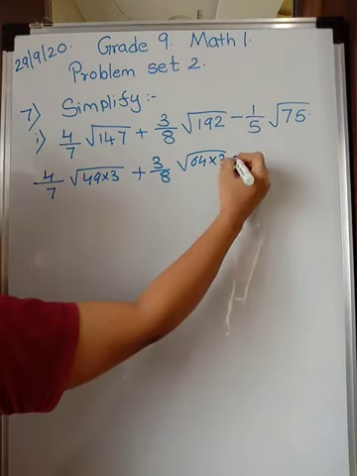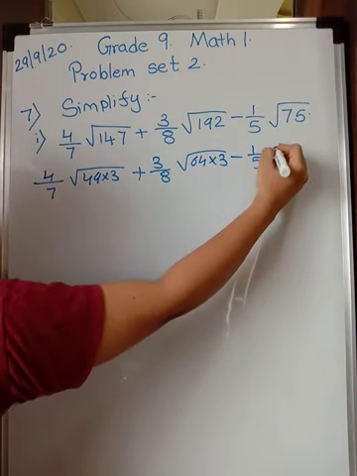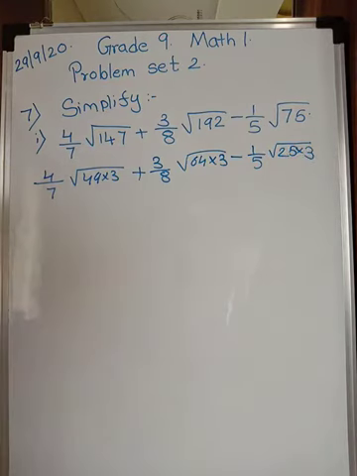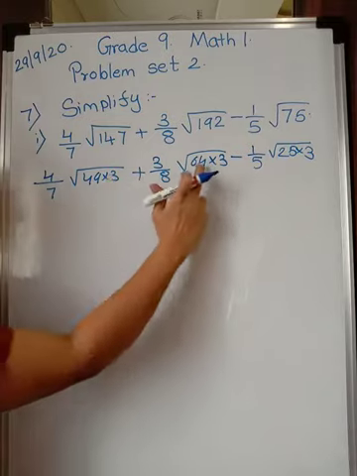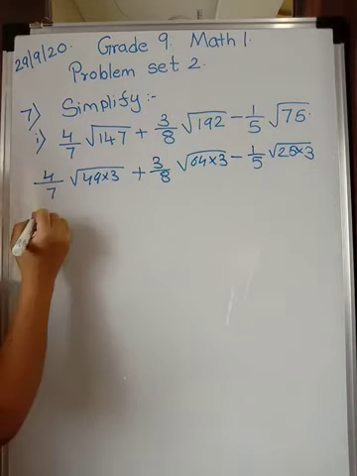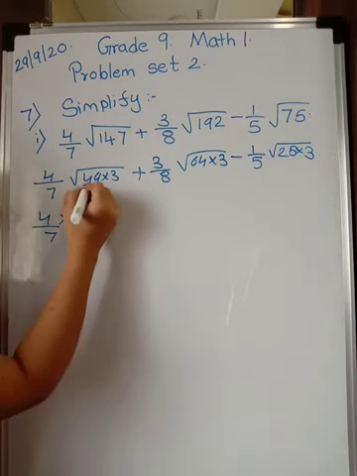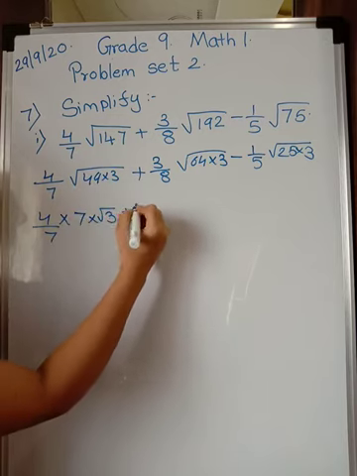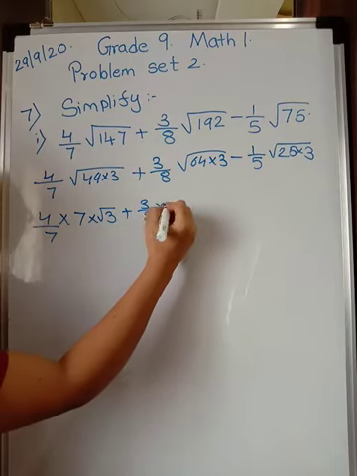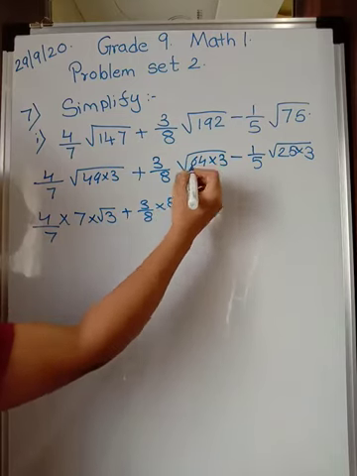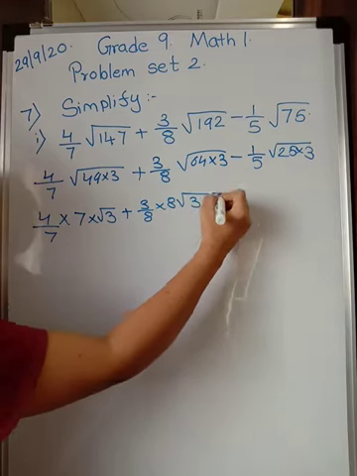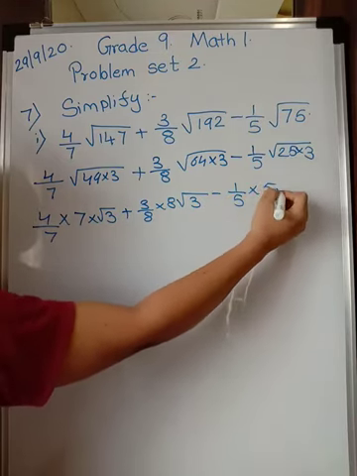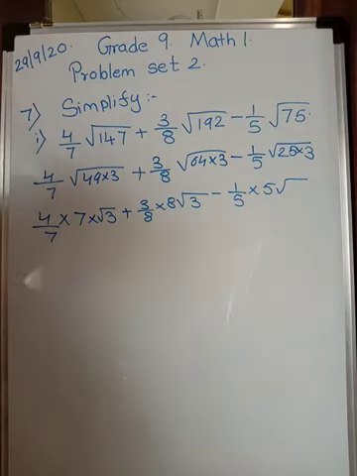Okay, 192 minus 1 upon 5. This is very easy, 25 into 3. 25 into 3 is 75. See, one among these is a perfect square, so let us take it out. So what do we have? 4 upon 7 into root of 49 is 7 and root 3 remains as it is. Plus 3 upon 8 into square root of 64 is 8 into 3, minus 1 upon 5 into square root of 25 is 5 into root 3 remains.